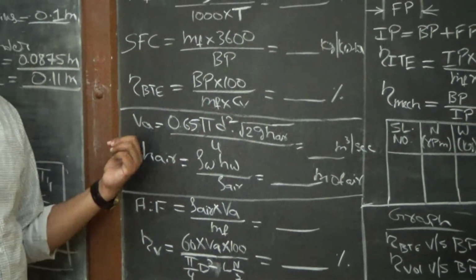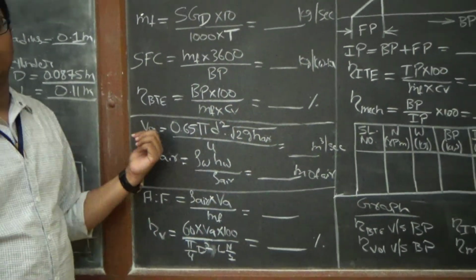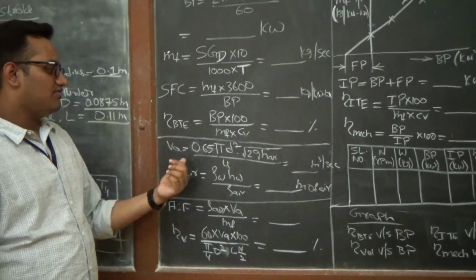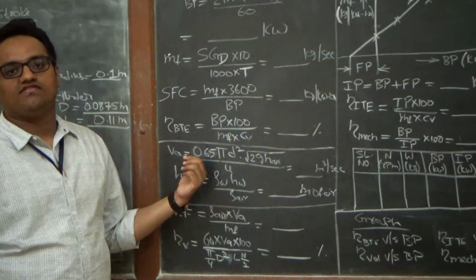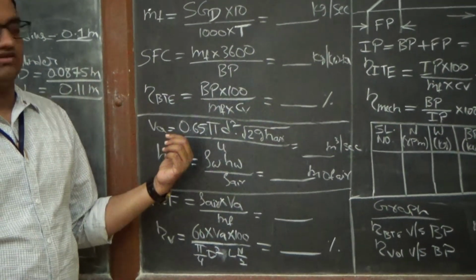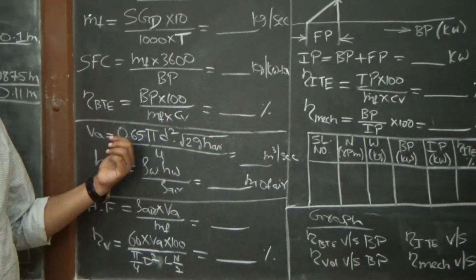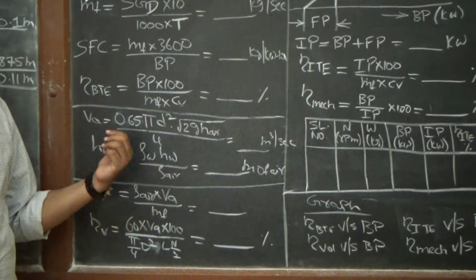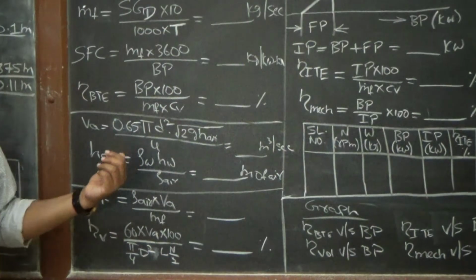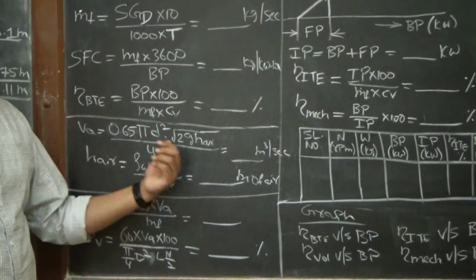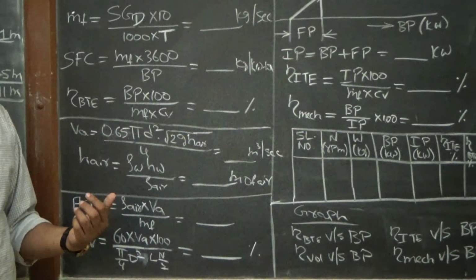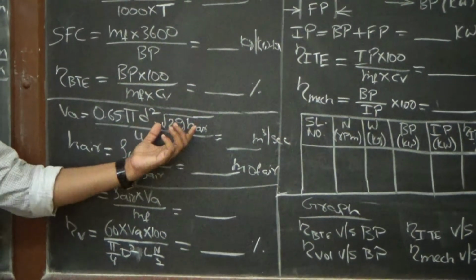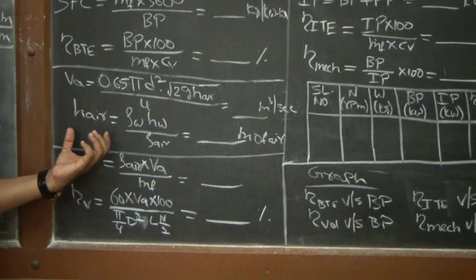Following that, we have the volume of air that's been taken. We have 0.65, which is the orifice coefficient CD. It is pi d square by 4, that's the area of the orifice, and with that we have the square root of 2g HA, or basically H air. How do we calculate H air? It's something like this.